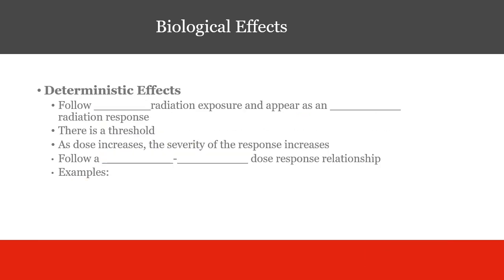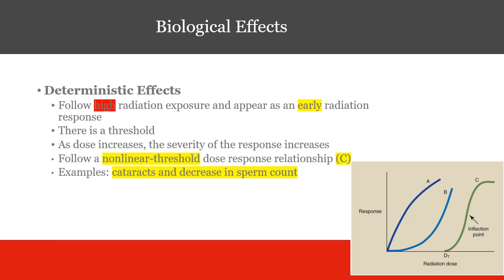Deterministic effects follow a high radiation exposure and appear as an early radiation response. There is a threshold with a deterministic effect. As dose increases, the severity increases and then it drops off. So it's not linear, is what that statement is saying. It follows therefore a non-linear threshold dose-response relationship. And so therefore, we're looking at letter C as the example.